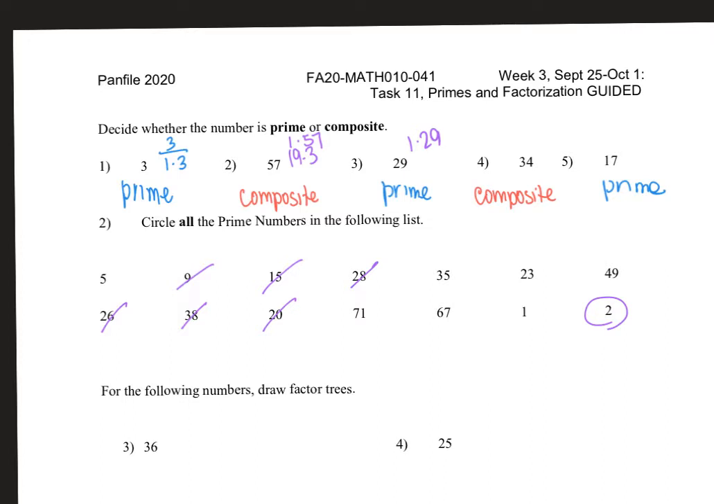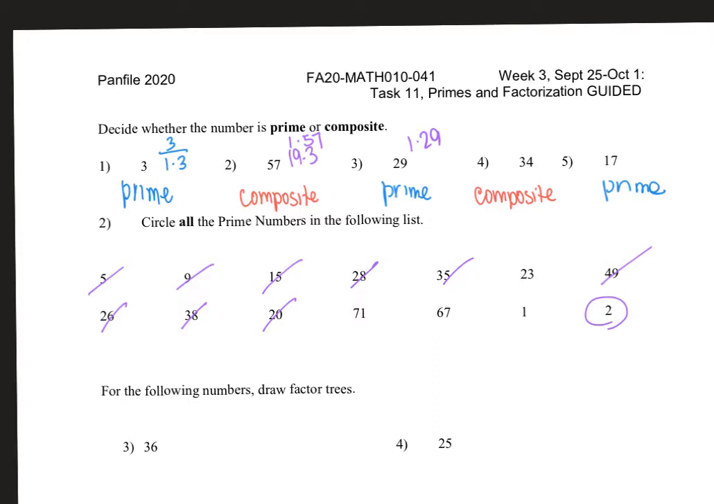I'm going to get rid of anything that ends with a 5 because anything that ends with a 5 is divisible by 5. So I can get rid of 5. I can get rid of 35. I'm going to get rid of 49 because I know that's 7 times 7. I'm going to get rid of that's it.